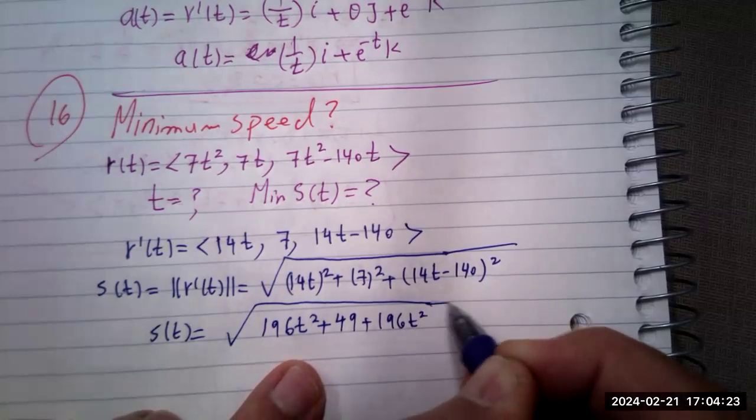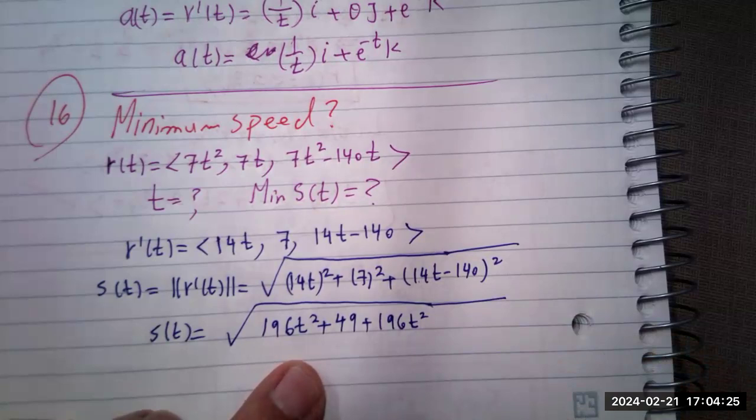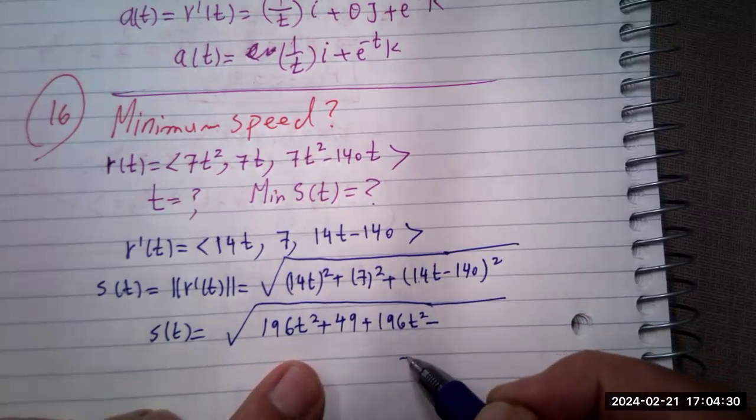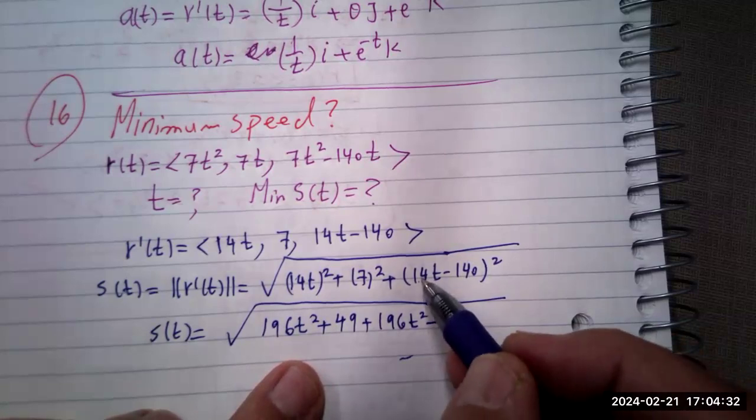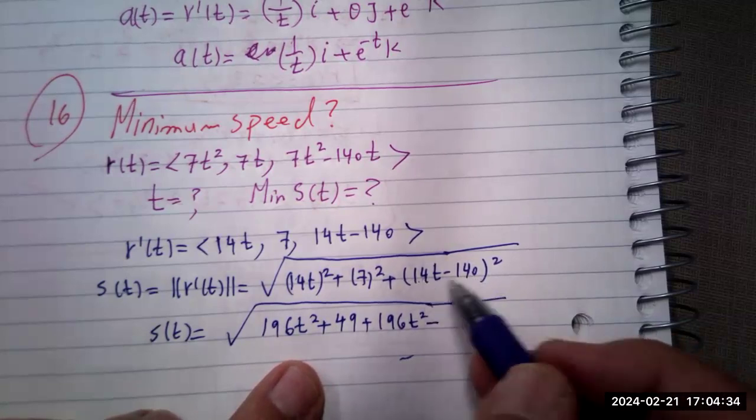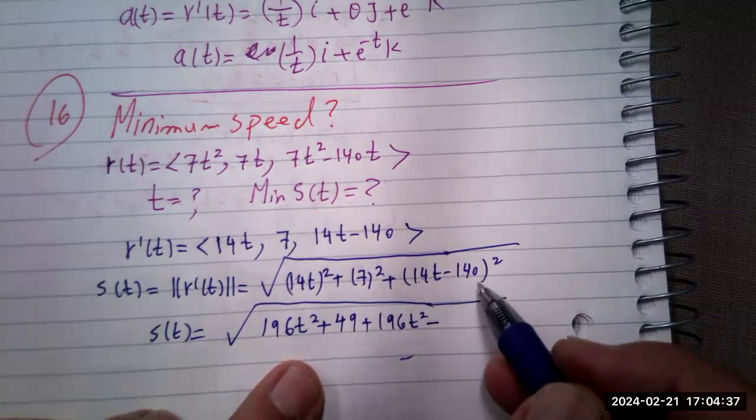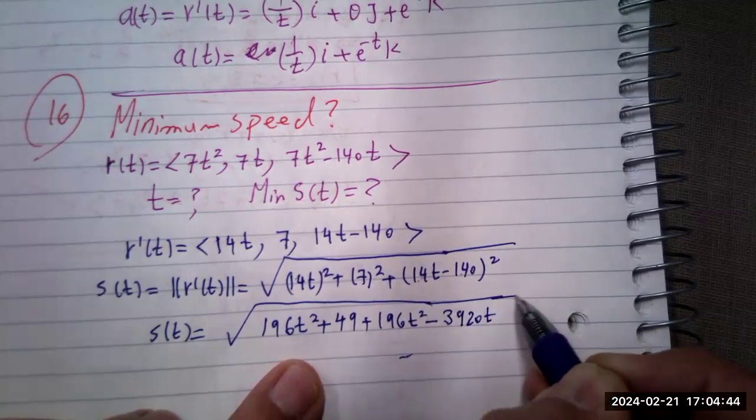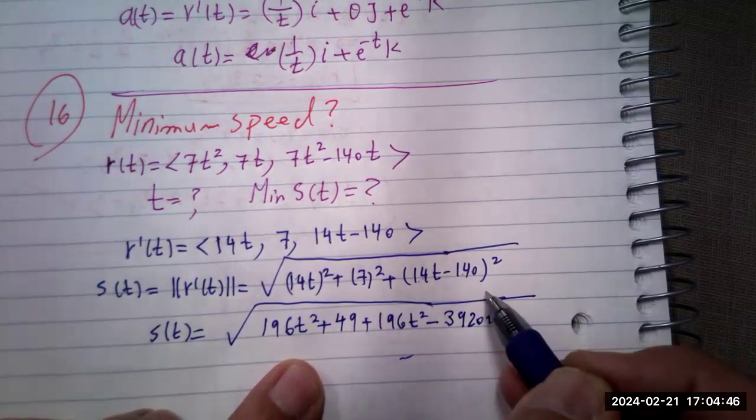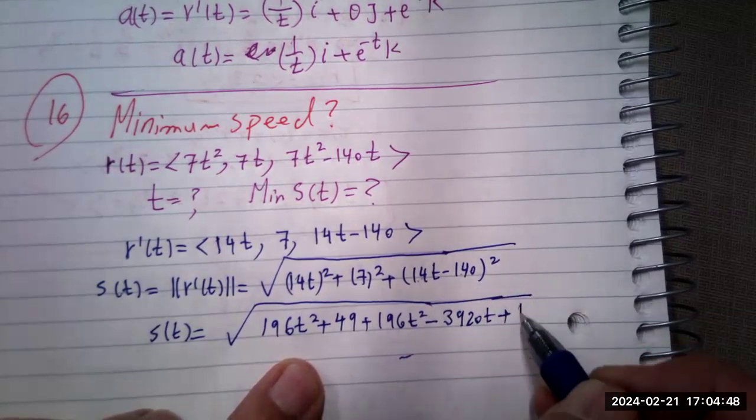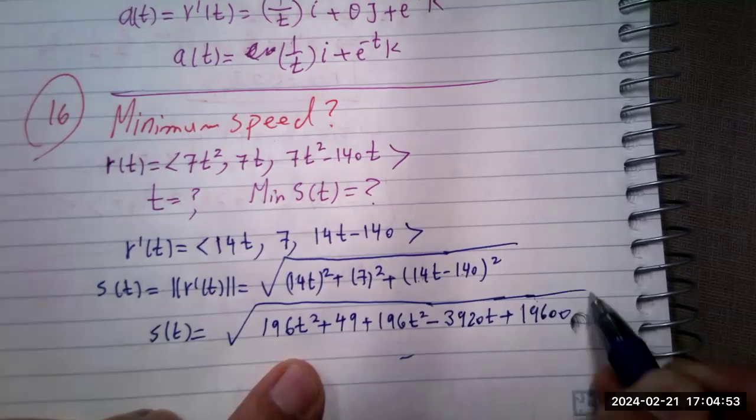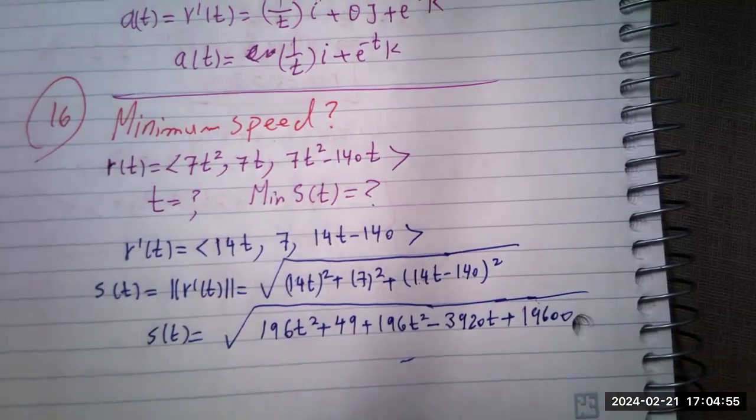196t squared. Then twice the first times the second. So it's going to be minus, it's going to be 2 times 196. Okay, 14 times 2 times first times second. So that gives you 3,920t. And it's going to be plus the square of the second one. It's a big number. 19600. Okay, check this with your calculator.